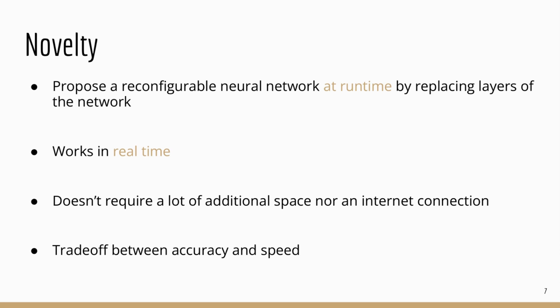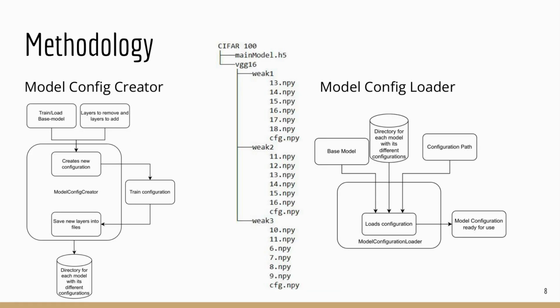So our idea proposes a reconfigurable neural network that runs at runtime by replacing the layers of the network. It works in real time. It does not require additional space or an internet connection, and it works by doing a trade-off between accuracy and speed.